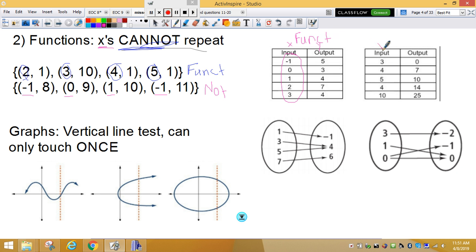Again, here, tables go x's and y's. So I just care about these x's. 3, 4, 5, 4, 10. Did they repeat? Yes, right here, the 4s. There's 2 4s. So this one is not a function because those 4s repeated.